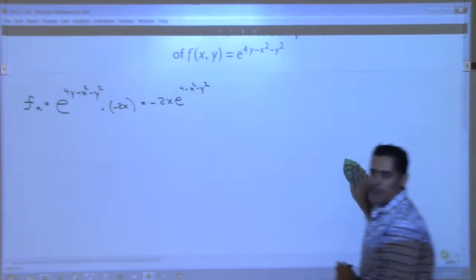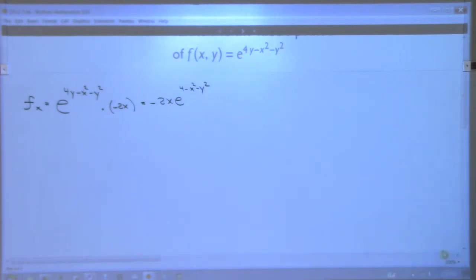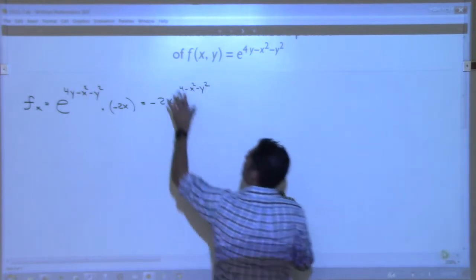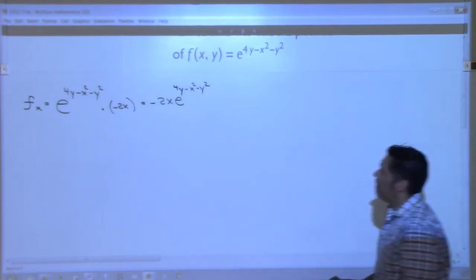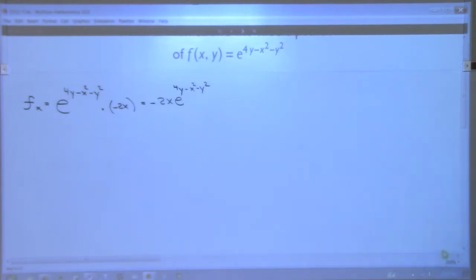We agree? I'm just thinking about how bad these second partials are going to be. Yes? 4y, yes, thank you. I forgot to put the y. I was literally thinking about how bad the second partials are going to be and overlooked that y.